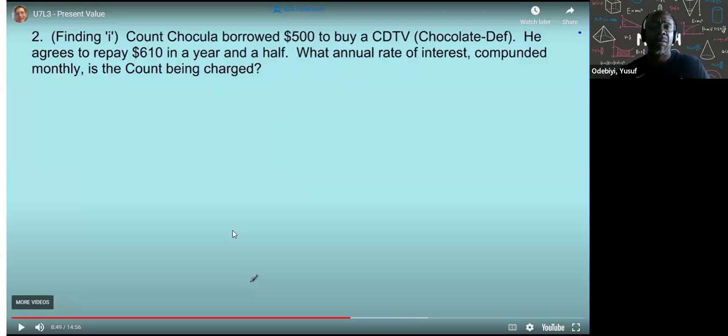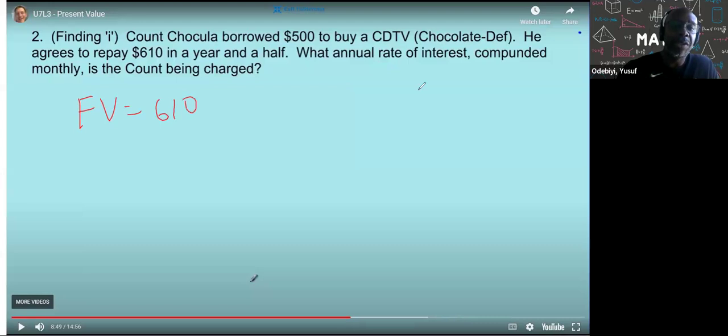It doesn't matter which formula we use because we know the present value. We also know the future amount. So the only thing we don't know is the interest. Let's say future value, just to make things easy. Future value, and it says compounded monthly, right? So that's another thing to know. So future amount is 610. That's what he agrees to pay. The present value is he's borrowing $500.